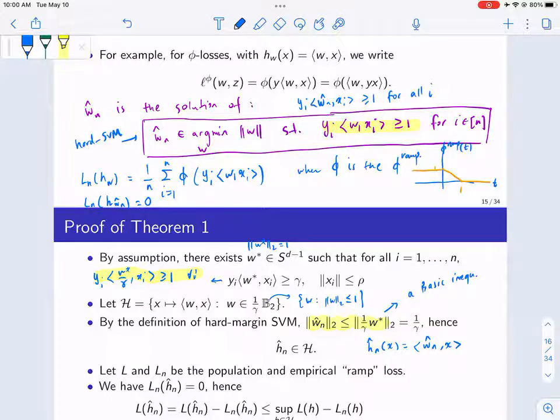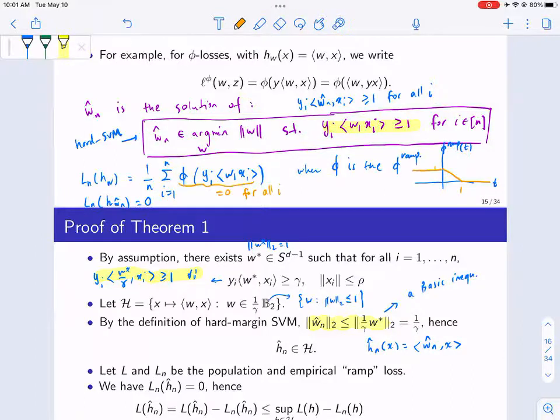Yeah, so t is at least 1, so the phi is 0. So this thing is going to be 0 basically for all i. So basically the hard-margin SVM has empirical ramp loss 0, and also the 0-1 loss is also 0 because that's an upper bound. Also the hinge loss is 0. So all of them are basically 0.